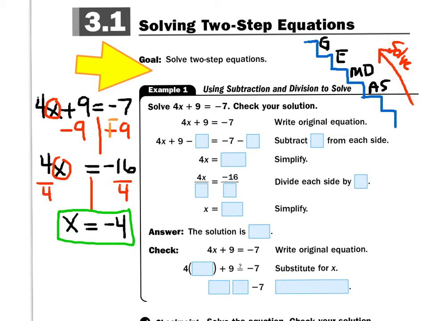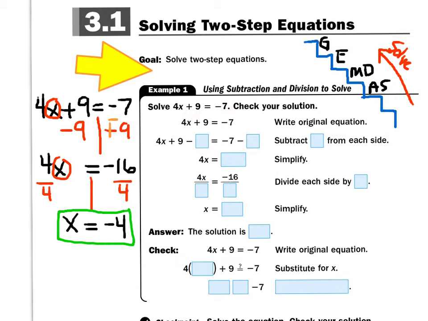So we're going to have to destroy any adding or subtracting first, destroy any multiplying or dividing second, and then later on in algebra you'll talk about destroying exponents and even what to do with grouping symbols. But right now let's focus on these first two steps. So we always have to destroy adding or subtracting first, multiplying or dividing second. Okay, take a look at this first example.